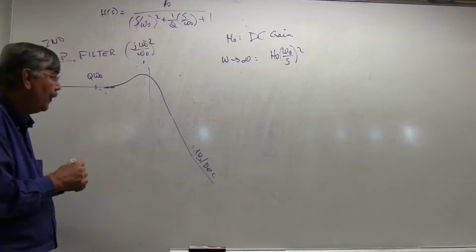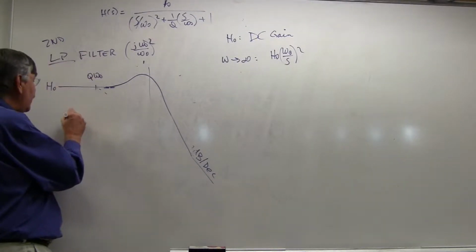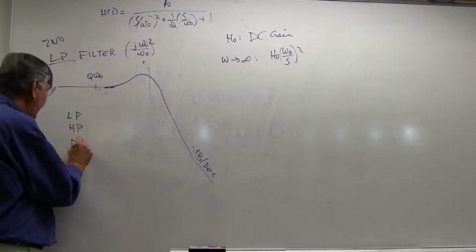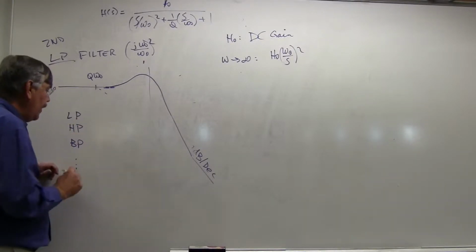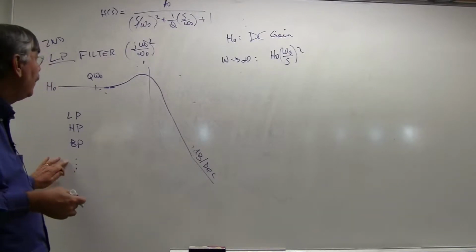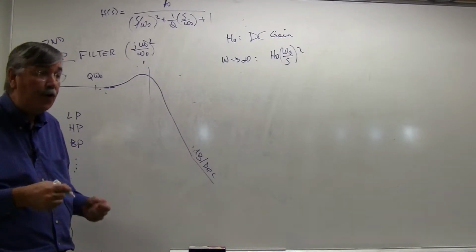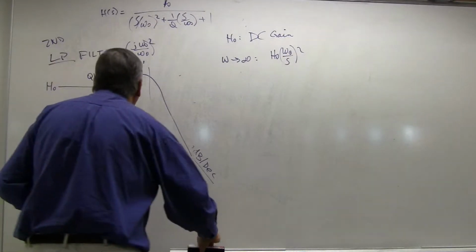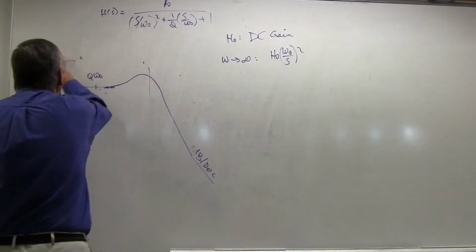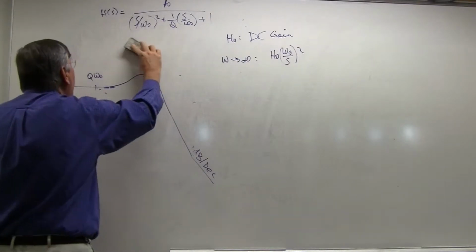Different kinds of filters: we're going to talk now, in addition to low pass, about high pass, band pass, and some others. The difference between high pass, band pass, low pass, and all the others has to do with the form of the numerator. So let's take this and change the numerator and do a high pass function.